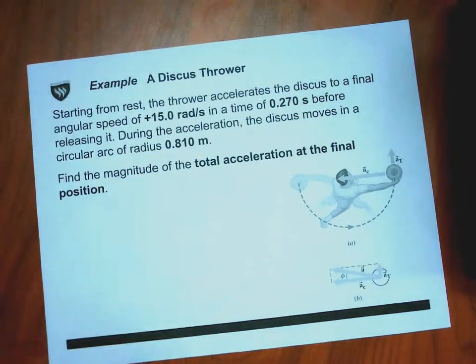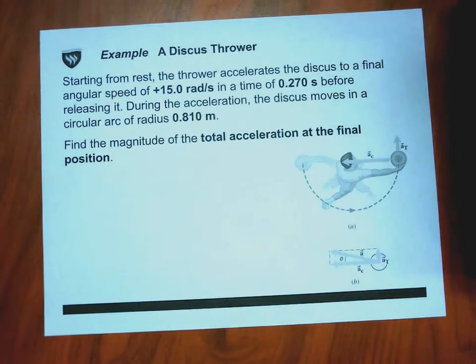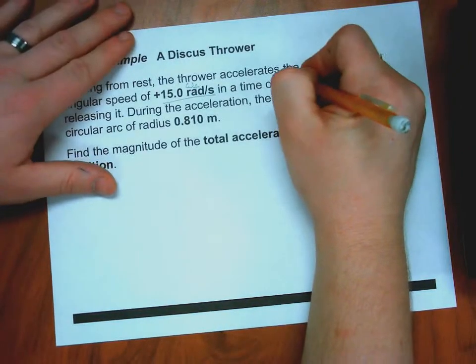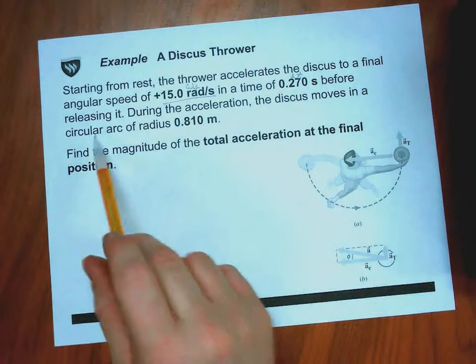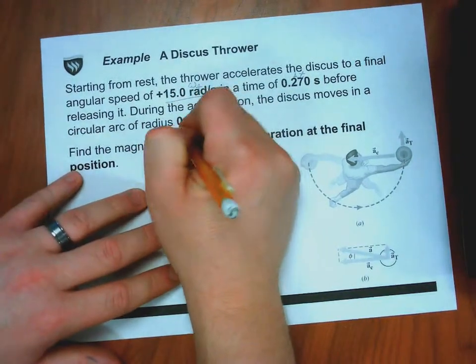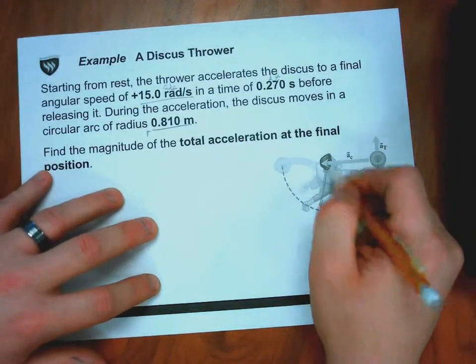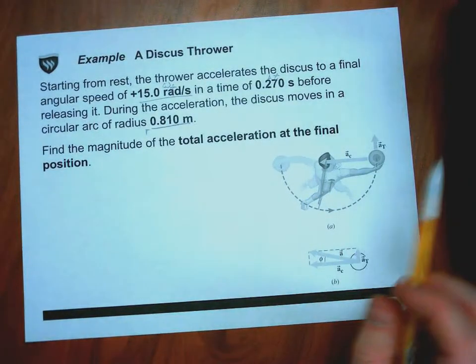Okay, going to a discus thrower now. The discus starts from rest. The thrower accelerates the discus to a final angular speed. Well, go ahead and put omega f there. In a time, delta t, before releasing it. During the acceleration, the discus moves in a circular arc of radius just under a meter. So if we look at the image, the radius would be like this. Find the magnitude of the total acceleration at the final position.